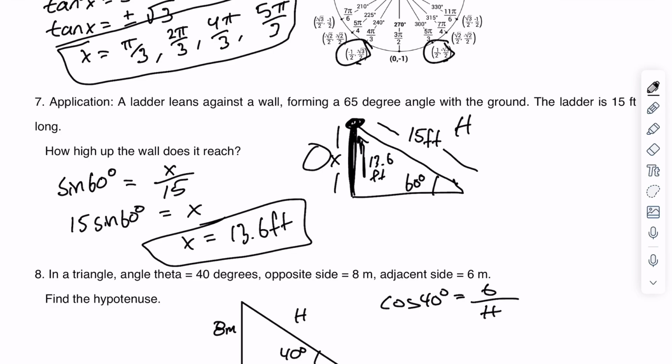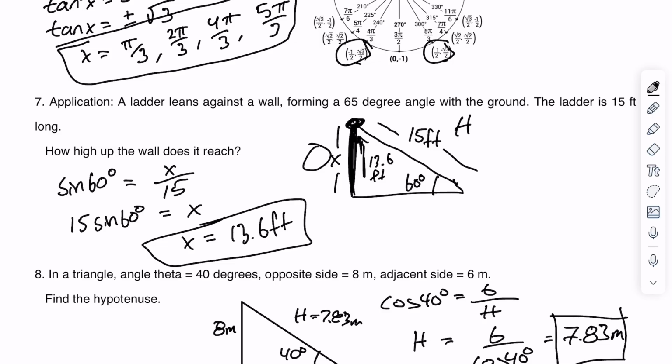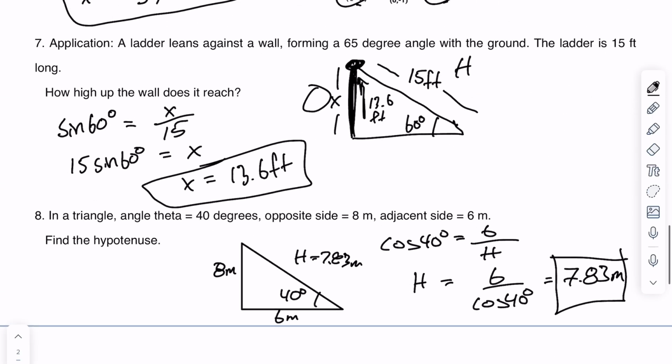And then from there, what we do is we solve for h. So h equals 6 divided by cosine 40 degrees, and that will equal 7.83 meters. So this one is 7.83. That's all the problems.